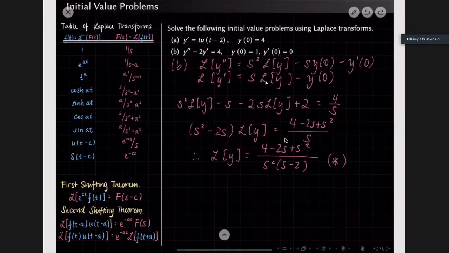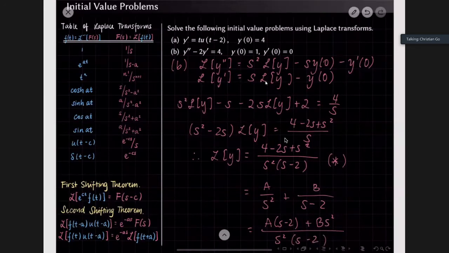So we're ready to invert. I have a factorization in my denominator, so that automatically tells me partial fractions. Okay, so if I do partial fraction decomposition, this is going to be S squared plus S minus 2. Combining, that's going to be A times S minus 2 plus B S squared over S squared times S minus 2. Is it obvious what A and B are going to become?